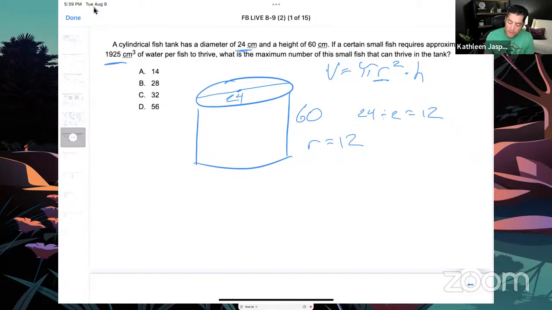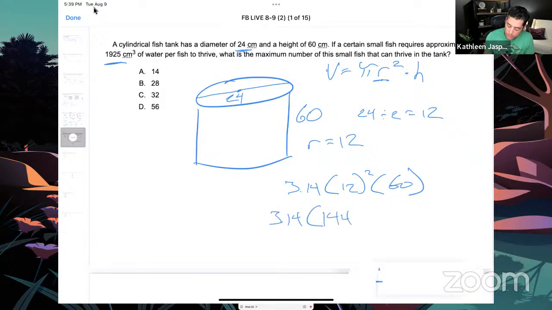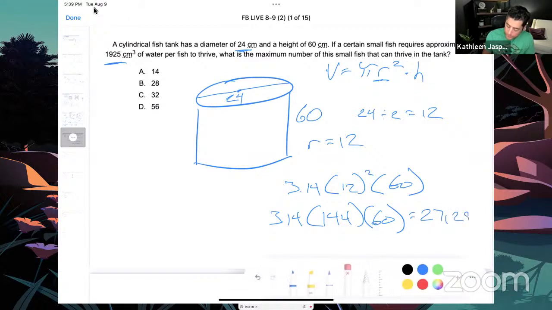We can input everything into our equation. So just use 3.14 times 12 squared times our height of 60. And that gets you 3.14 times 144 times 60, which gives us the big number of 27,129. Ooh, running out of room. I'm sorry. I should have went a little further left.